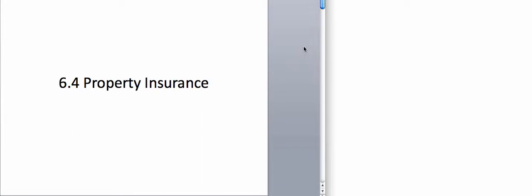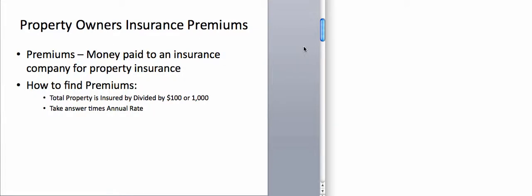So what we're going to talk about first, a couple different things. The first is if you actually own a home, you'll have to pay a premium. Basically, anytime you have insurance, you pay premiums. That's the amount of money that you pay to the insurance company. So how to find premiums here in our section is the total property that you have insured.